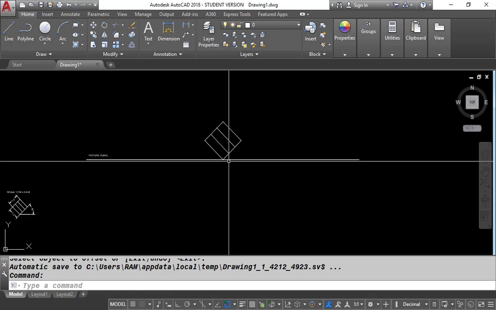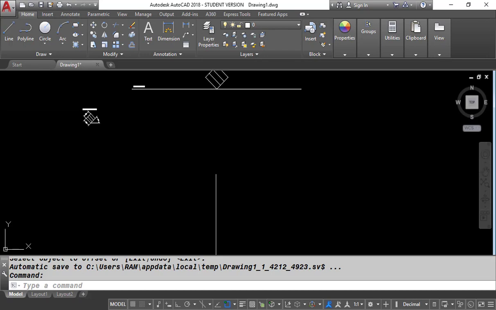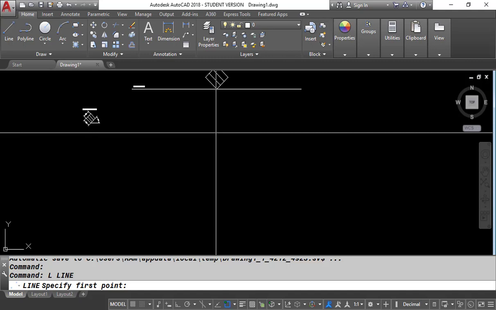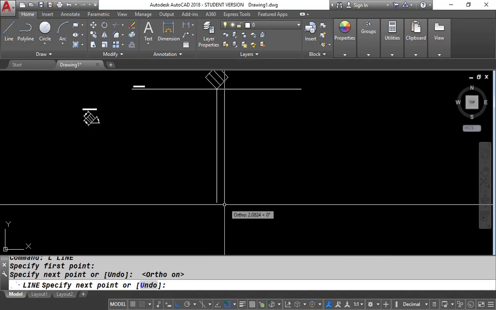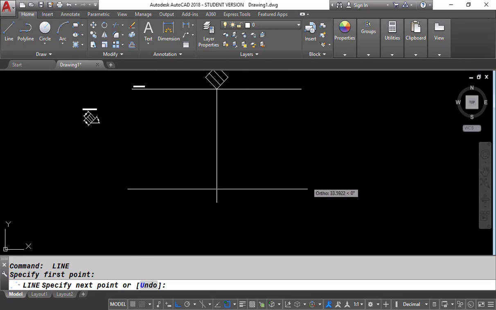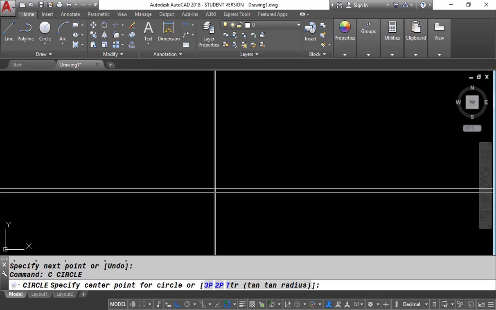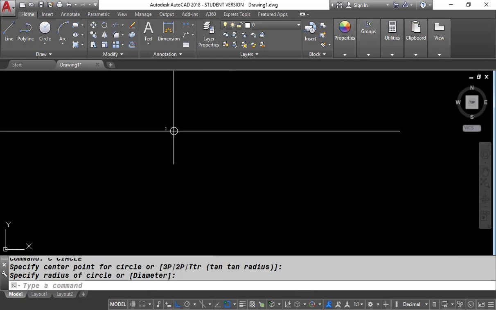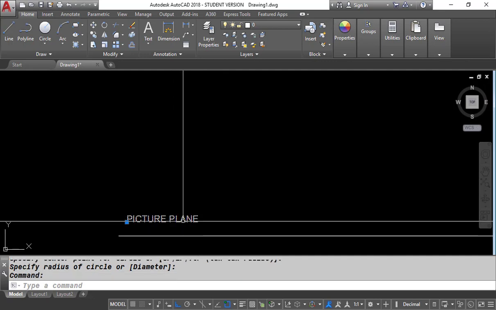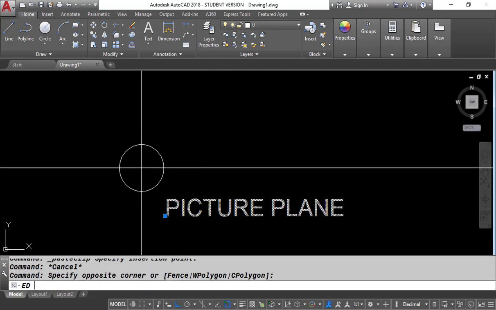After drawing the plan, we have to decide the station point. So let us say I am selecting the station point. Let us say I am drawing one line from here vertically. You can select the station point at any point, it doesn't matter, but for starting purpose I am selecting this as my station point. I am writing here station point.